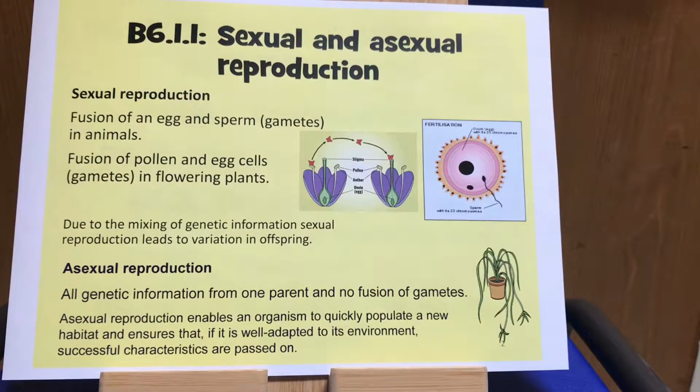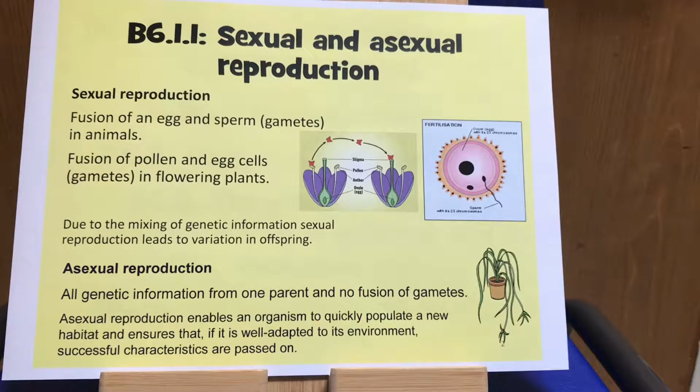Now, the definition we must use for sexual reproduction is the fusion of gametes. Okay, the gametes could be egg and sperm if we're looking at animals. It could be the pollen and the ovule if we're looking at plants. So flowering plants use sexual reproduction, and it's the fusion of gametes. That is our definition. It provides genetic variation because there's genetic information coming from two separate individuals.